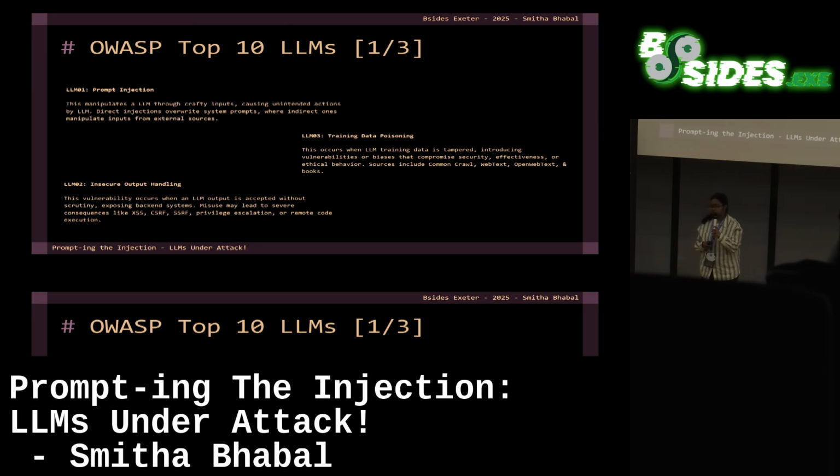LLM02 is a vulnerability which occurs when an output is accepted without scrutiny and exposed to backend systems, which leads to severe consequences such as XSS, CSRF, SSRF, and privilege escalation. LLM03 occurs when LLMs and training data are tampered with, including vulnerabilities such as biases that compromise security, effectiveness, and ethical behavior. These sources include Common Crawl, WebText, and OpenWebText.